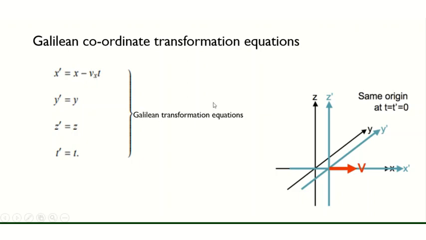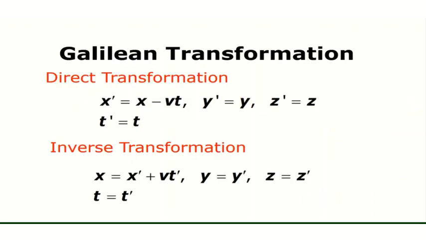Vx means the velocity is measured in the positive x direction. So x dash is equal to x minus vxt. Since there is no motion along the y and z directions, we can write y dash is equal to y, z dash is equal to z, and we already said the same event occurs simultaneously for the two observers, so t dash is equal to t. This set of equations is called the Galilean transformation equations. These are the Galilean coordinate transformation equations. Next we need to obtain the Galilean velocity transformation equations.